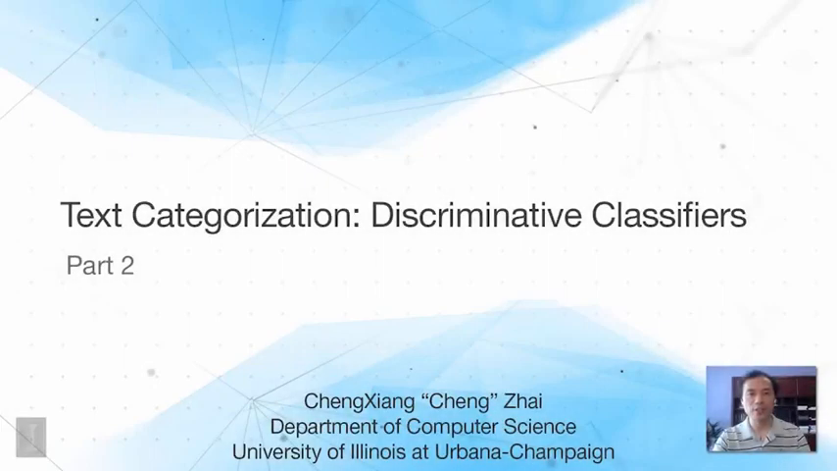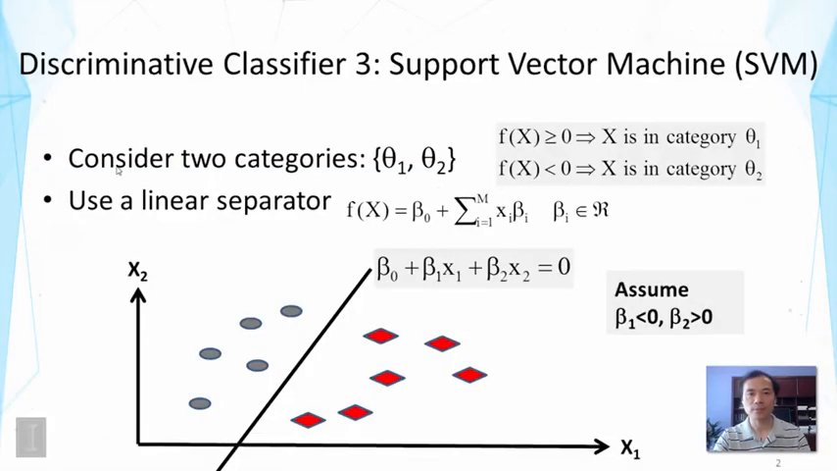This lecture is a continued discussion of discriminative classifiers for text categorization. So in this lecture, we're going to introduce yet another discriminative classifier called a support vector machine, or SVM, which is a very popular classification method, and that has also been shown to be effective for text categorization.